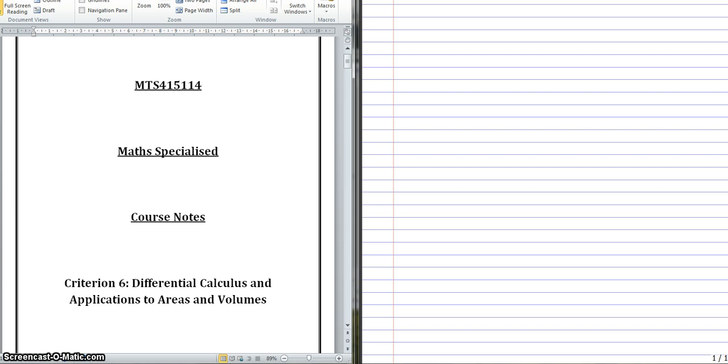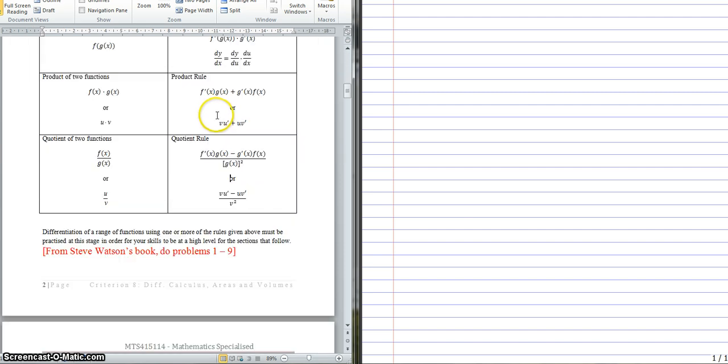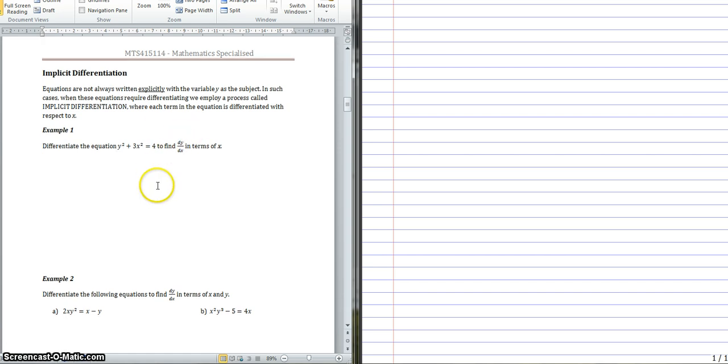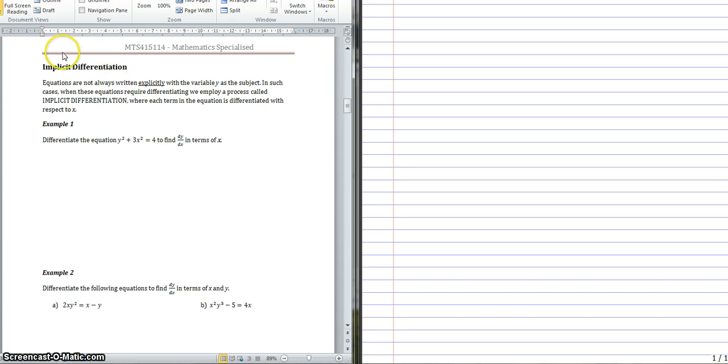Given that, we're going to move on to the next part in this topic, or really the first part, and it's called implicit differentiation. So we're looking here at our first set of examples. Now, implicit differentiation is what we use when the equations that we're working with are not written explicitly. It's implicit rather than explicit.